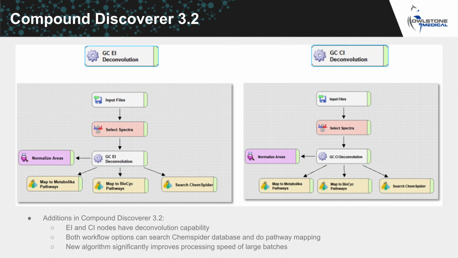In the latest variant, the version 3.2 of the software, which we are currently beta testing, the deconvolution algorithms are tailored to different ionization methods. So, for example, for electron impact and chemical ionization. And both these workflow options can search the ChemSpider database as well as carry out pathway mapping, which is quite useful for when we think about biological interpretation of the data. We have also seen improvement in processing speeds using the new algorithm when processing large batches of samples.